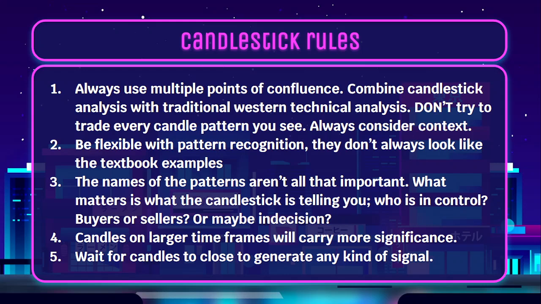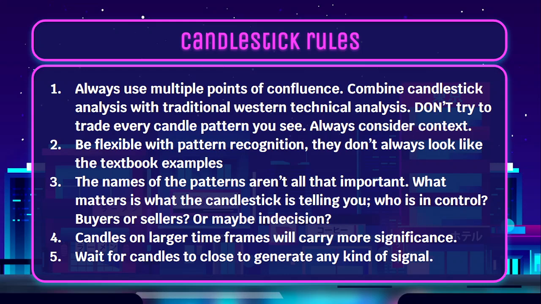So also be flexible with the pattern recognition. There's what textbooks tell you, but they don't always look like the textbook examples when you are actually trading these things. So if the bearish Marubozu has got a small wick, it's no big deal. All that matters is the candle body. So the names aren't all that important. What matters is what the candlestick is telling you. Who's in control? Is it buyers, sellers, indecision?